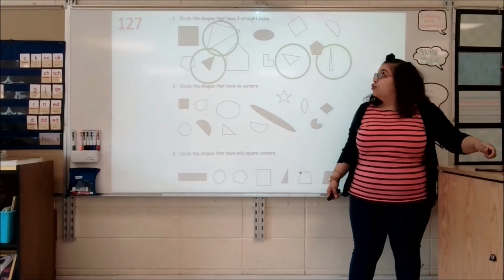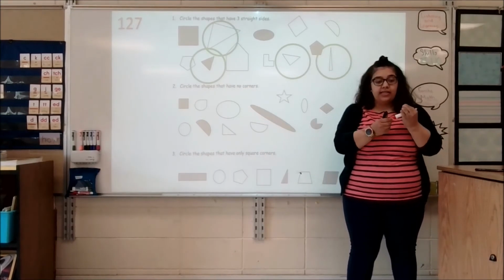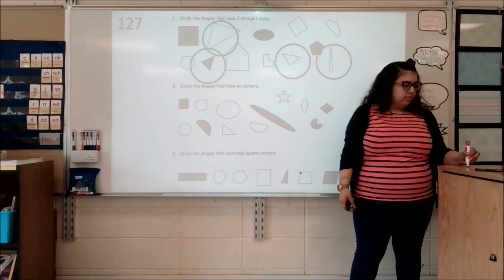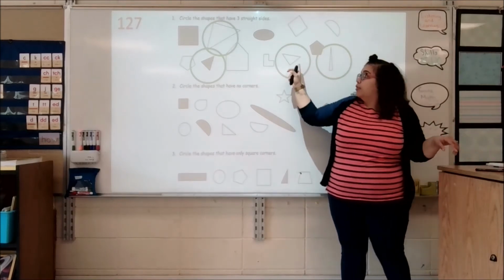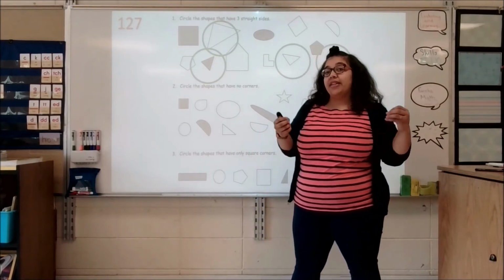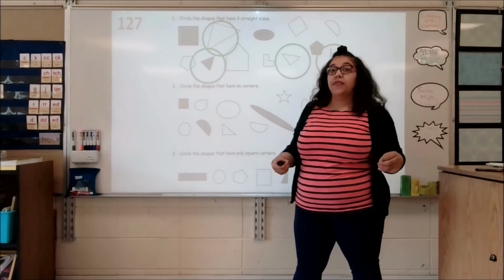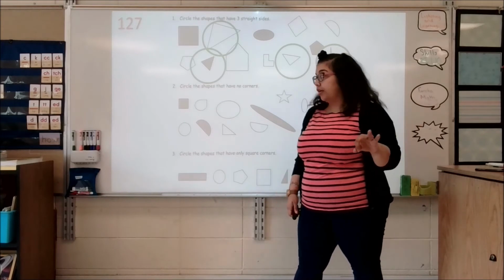Excellent. Now, do any of these 3-sided shapes look exactly the same? No, some of them are long and skinny, some are short, some are shaded in. The point being that they have these 2 attributes or traits or features in common. They have 3 straight sides and 3 corners.